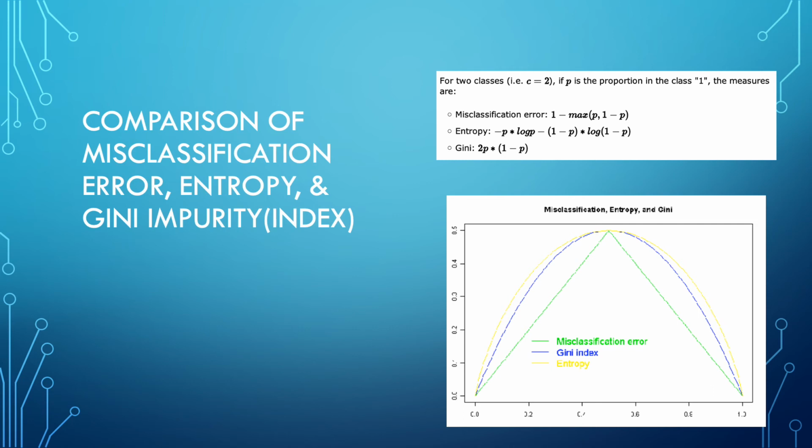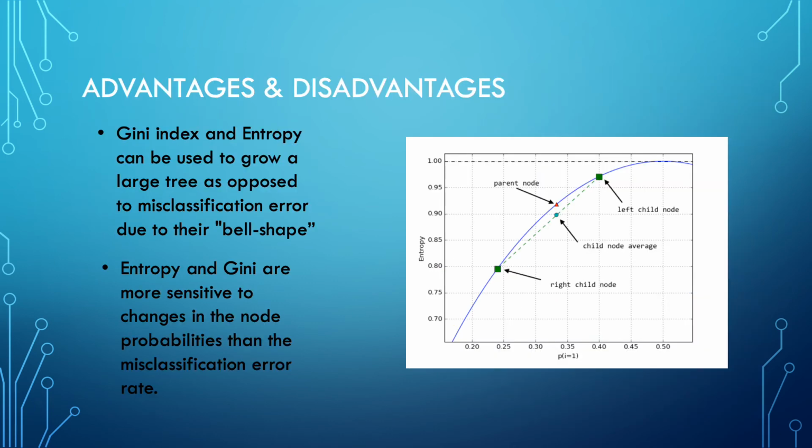Now, let's compare them for a two-class variable when m classes equals 2. As you can see in the graph, entropy hikes up much more sharply than Gini. This means it can penalize an impure node harder. Another difference we can see is that misclassification error is not smooth like the other two. Now, I know you're asking yourselves, what are the advantages and disadvantages of each impurity measure?